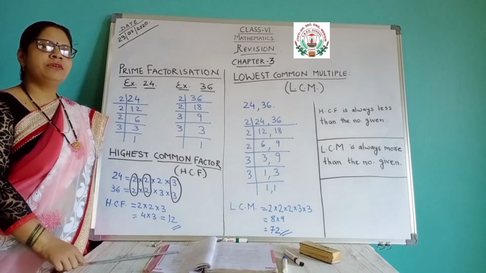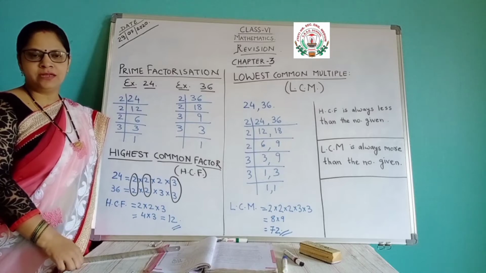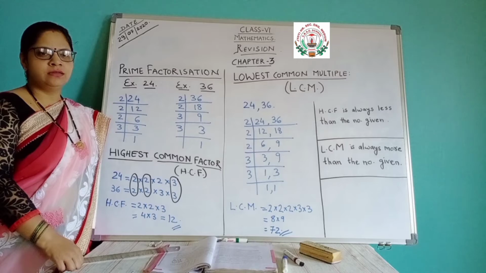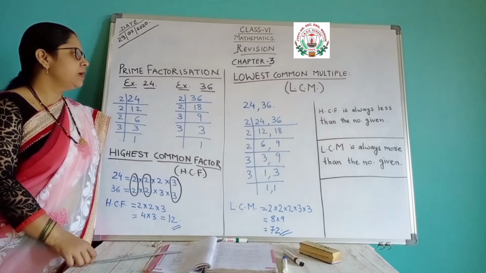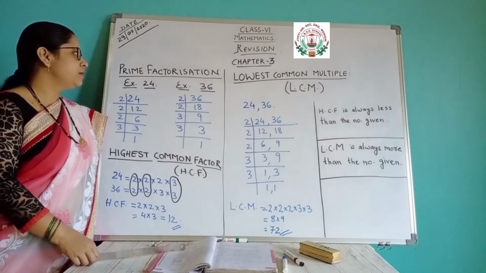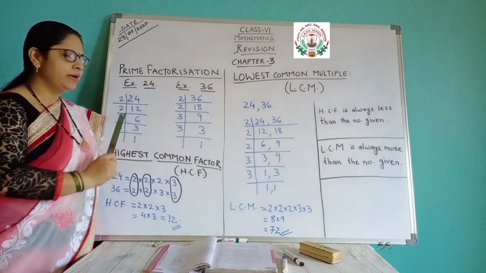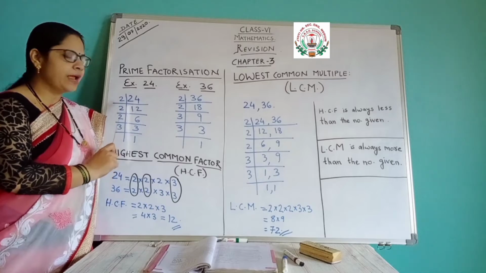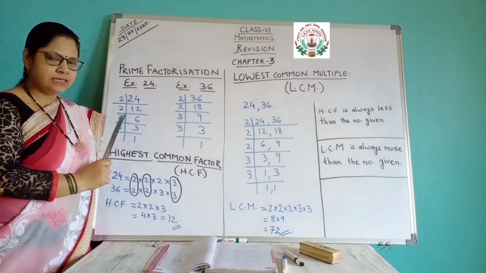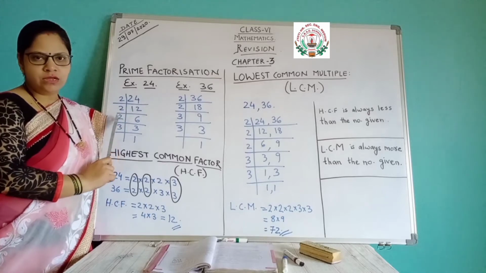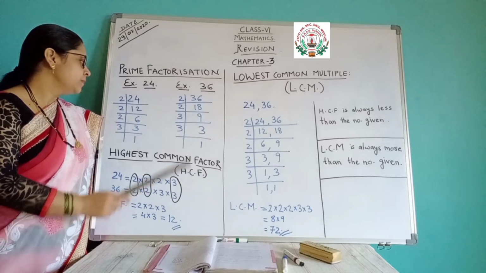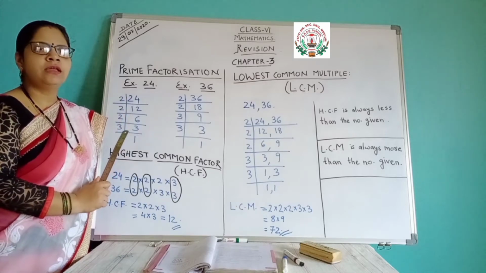In the previous class we have seen factors and multiples, and also the tests of divisibility. Now we are going to see HCF, LCM and what is this? Prime factorization. Prime factorization means we are finding factors like this, and only prime factors we have to write here. We cannot write 4, 6 like that. Only 2, 3, 5 prime factors, as I have explained in the previous class. So only the prime numbers we can use here.